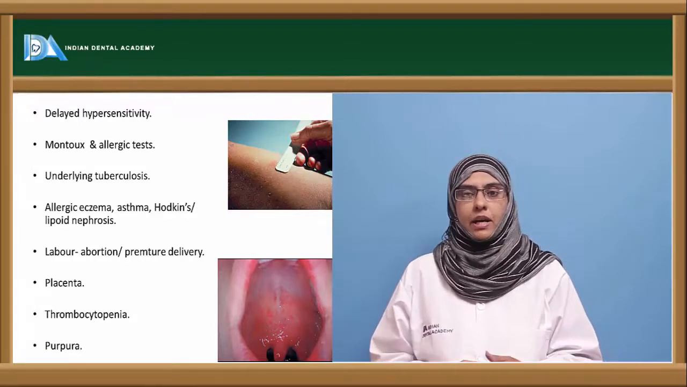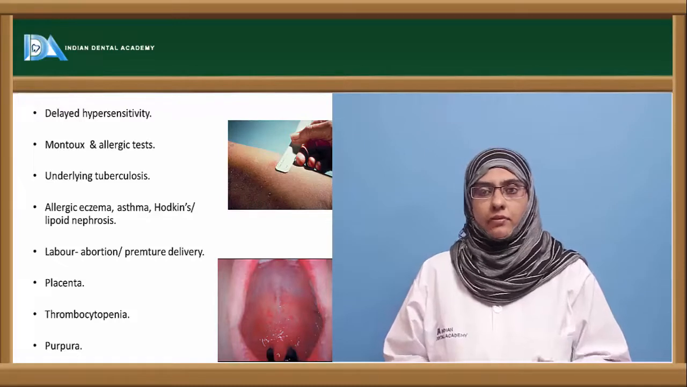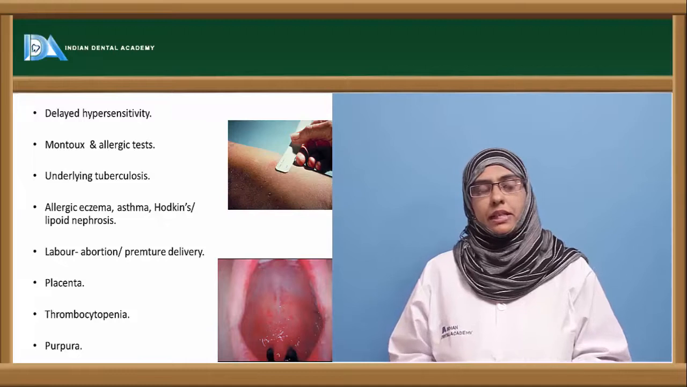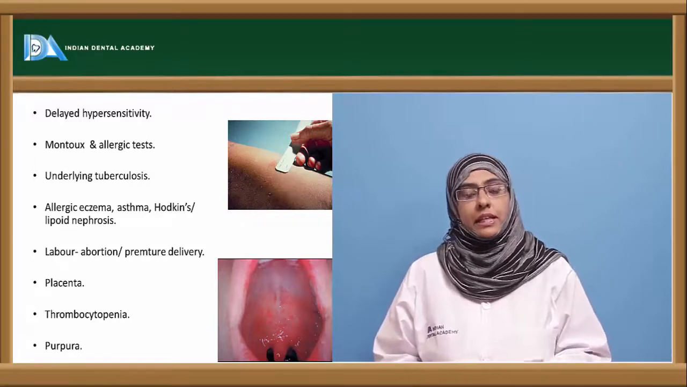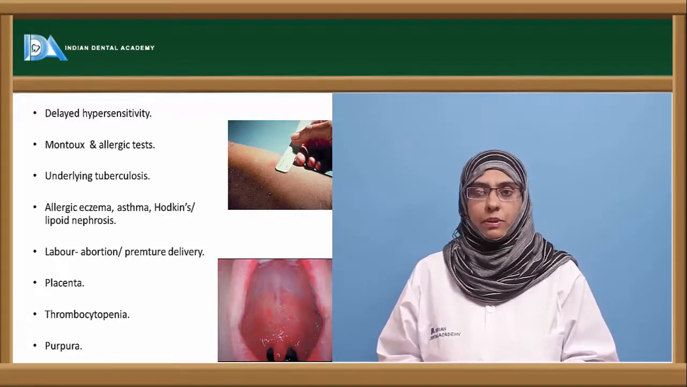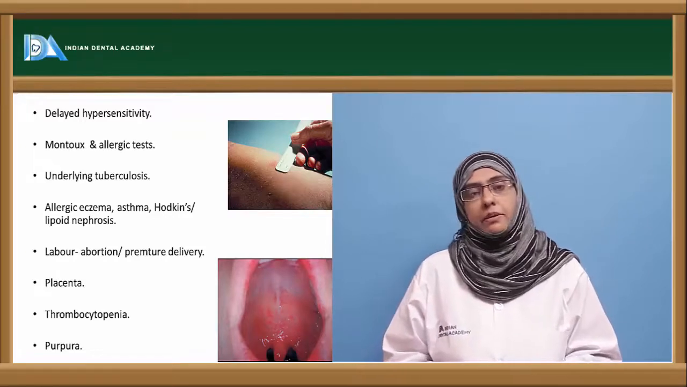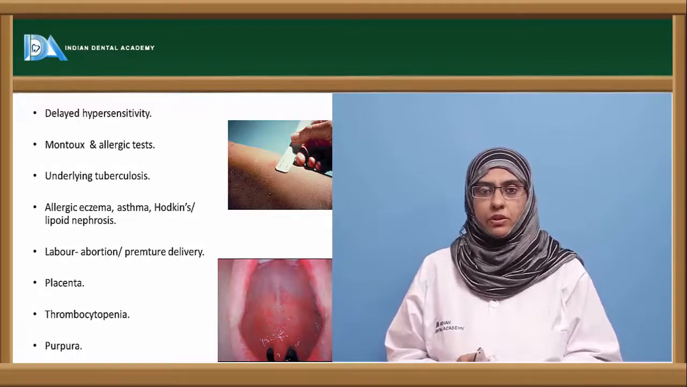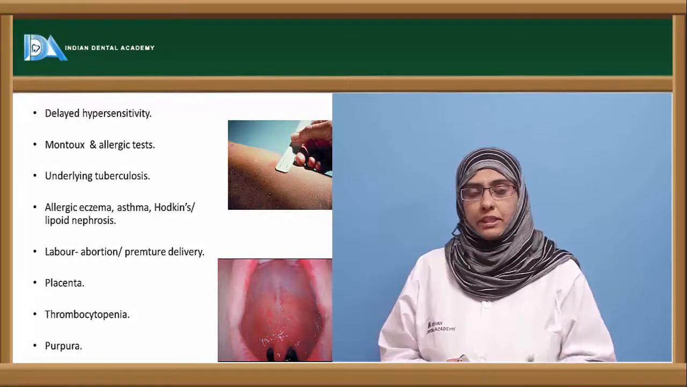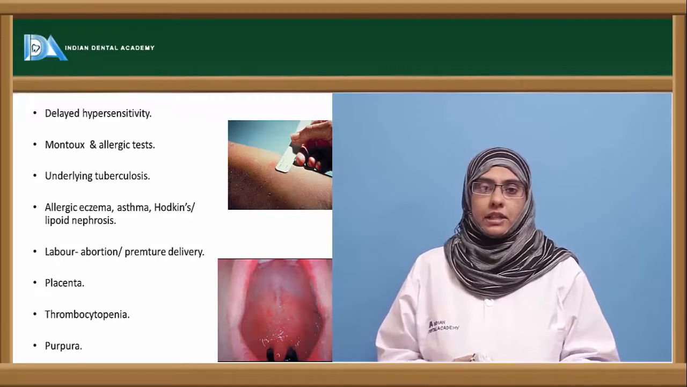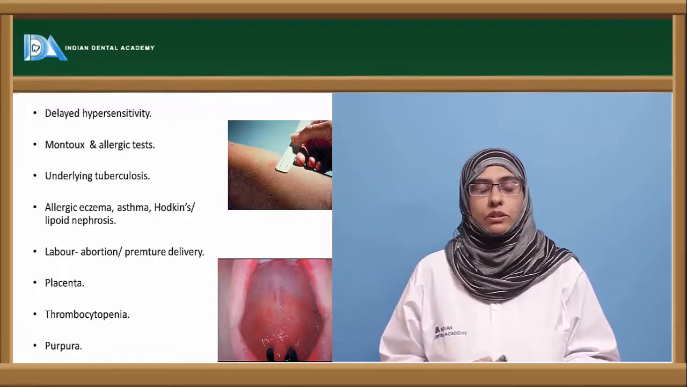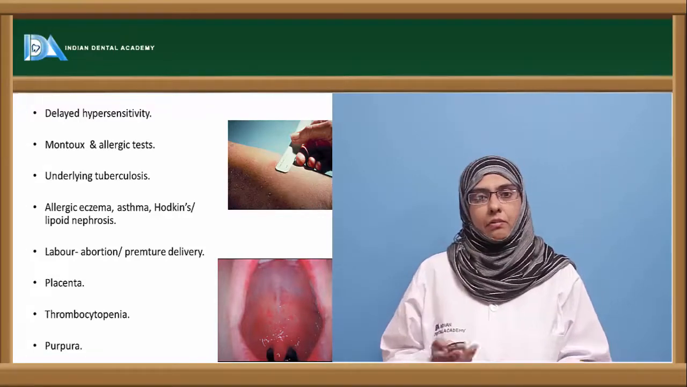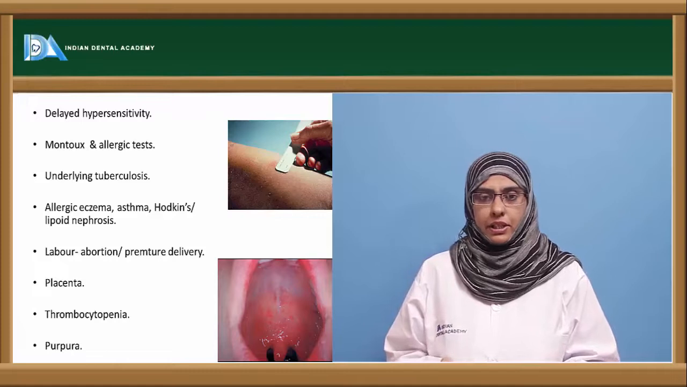allergic eczema, asthma, and Hodgkin's or lipoid nephrosis. And in the pregnant woman, if the pregnant woman is attacked by measles, it induces labor resulting in sudden abortion or premature delivery. The organism has the ability to cross the placenta and attack the fetus, but there has been no evidence of teratogeny, that is the malformation that is usually caused in the fetus. And the organism also has the ability to cause thrombocytopenia leading to purpura, which ultimately leads to bleeding in the mouth and the other respiratory areas.